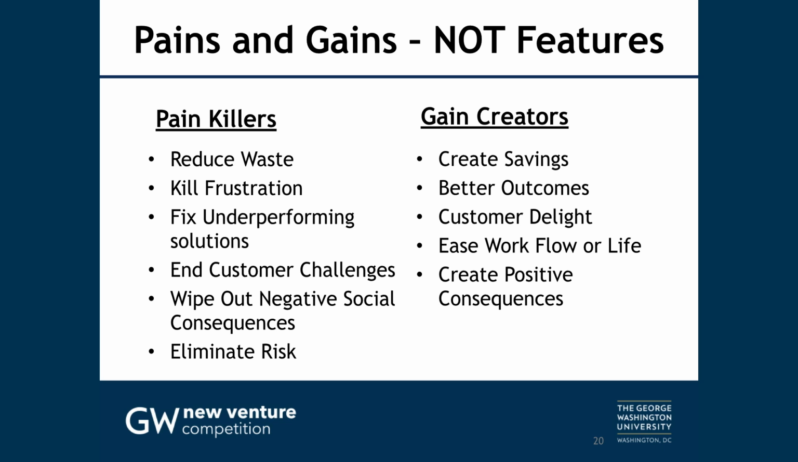Pains and gains. Again, not the features of your product, but the benefits it's bringing to prospective customers. And there are lots of them. Painkillers are important. So if you have a product or service that's helping reduce waste or eliminate frustrations that your customers have, or fixing their problems, helping their operations or their products perform better, fixing challenges they have, or wiping out other negative social consequences, those are values that you can bring to customers. In fact, even just eliminating risk, making their lives easier, eliminating those pains are good examples of value propositions.